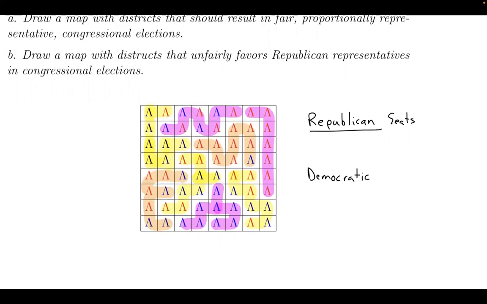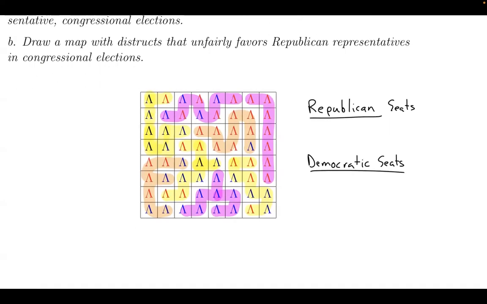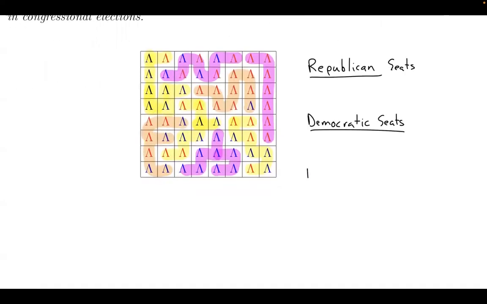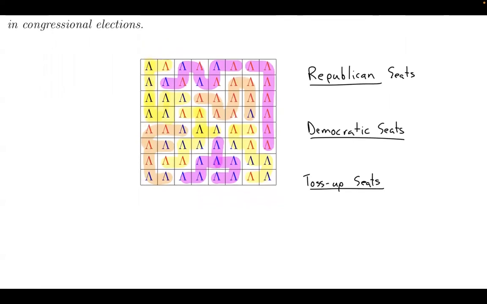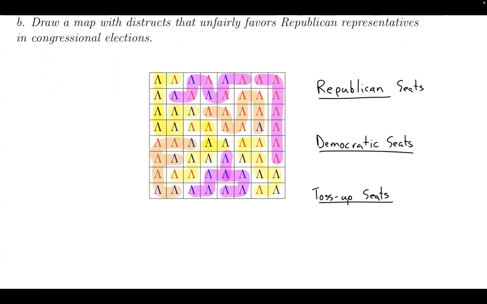So we have Republican seats, Democratic seats, and we're going to tally up what is most likely going to be a democratically won seat, and then we're going to have toss-up seats. In other words, tight races, places where there's a pretty competitive race. In the effort to make this contiguous, I had to accept that there were going to be some toss-up seats, and that some areas were just going to be fully Republican and some were going to be Democratic. So I'll go from top to bottom, and I'll move left to right as I go.